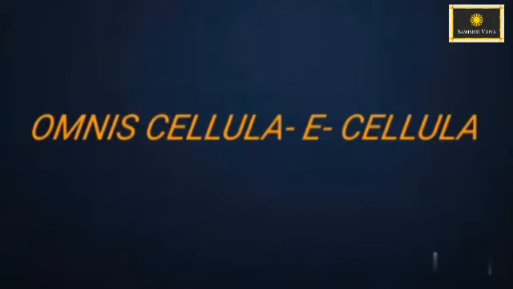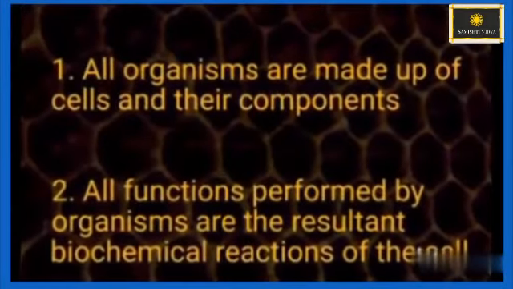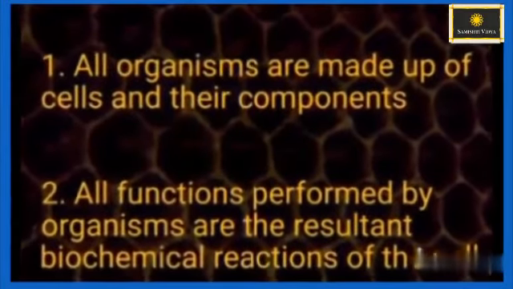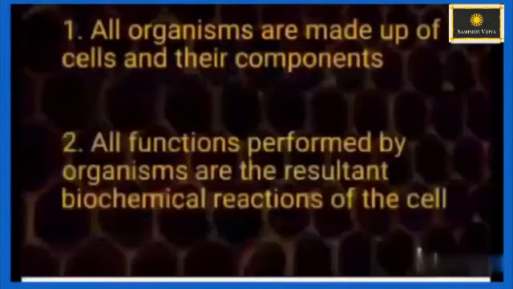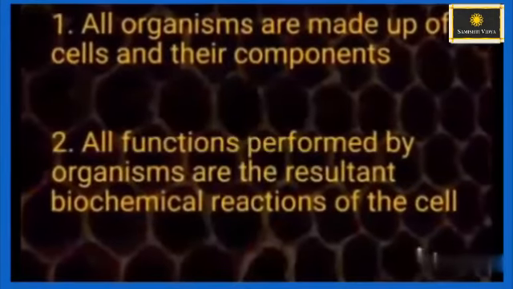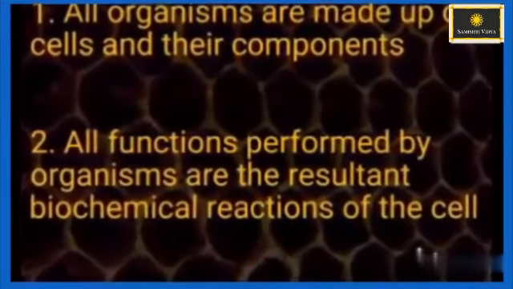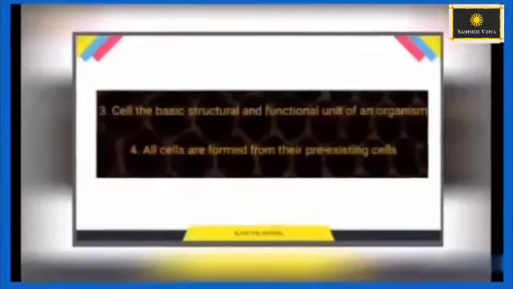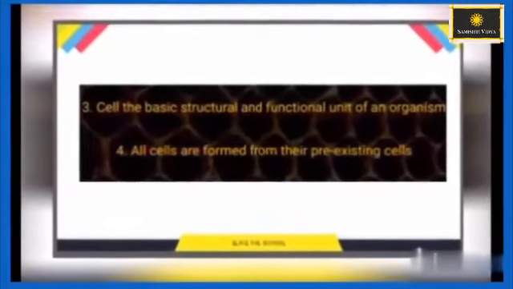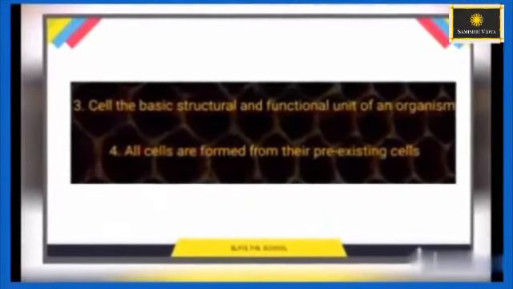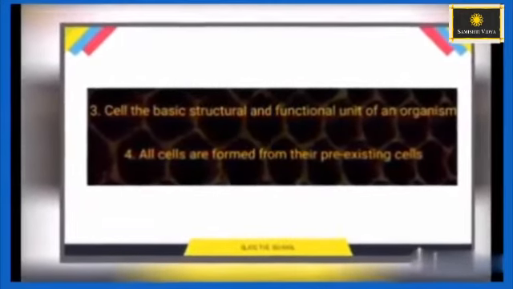Following are the postulates of the cell theory. Number 1. All organisms are made up of cells and their components. Number 2. All the functions performed by the organisms are the resultant biochemical reactions of the cells. Number 3. The cell is the basic structural and functional unit of an organism. And number 4. All cells are formed from pre-existing cells.